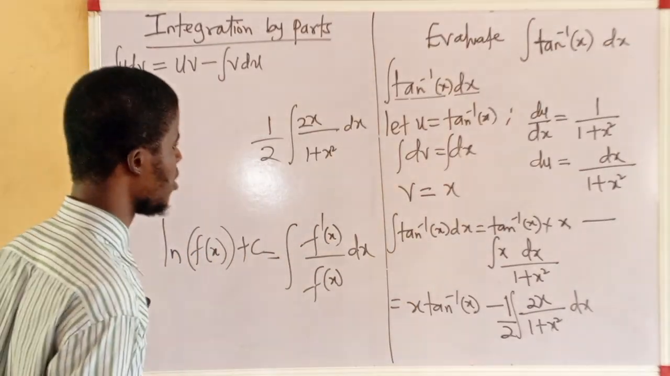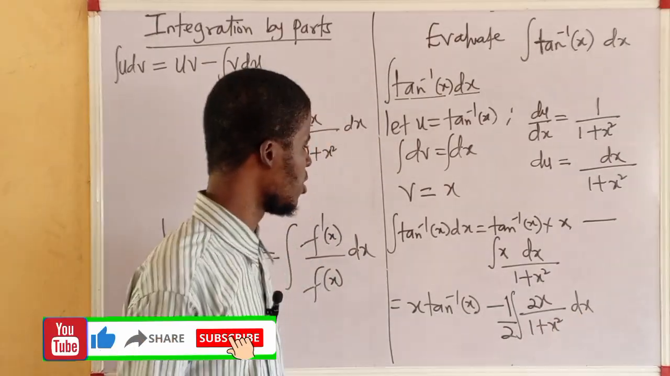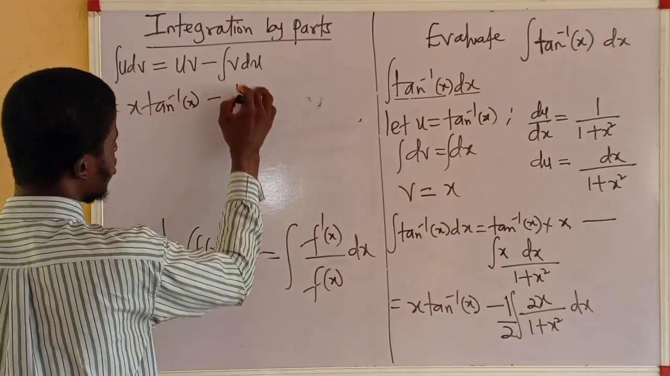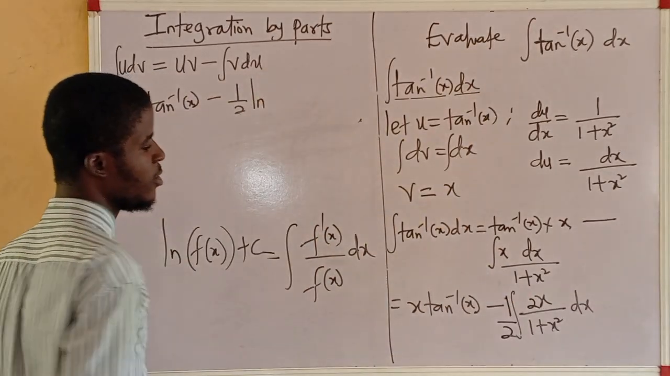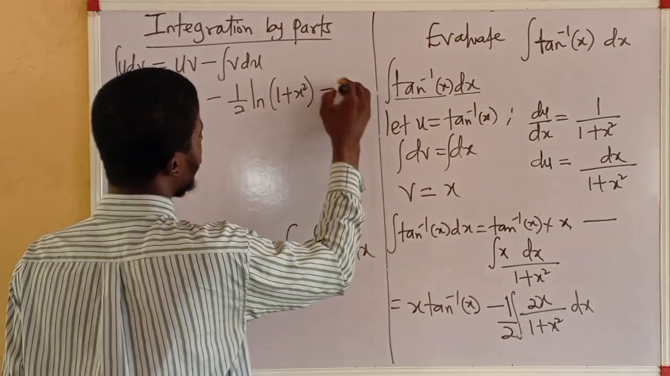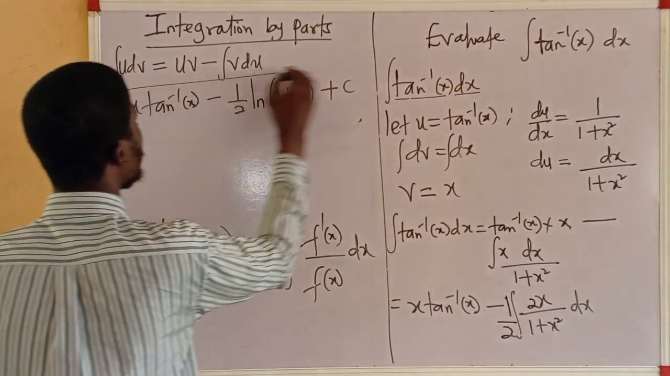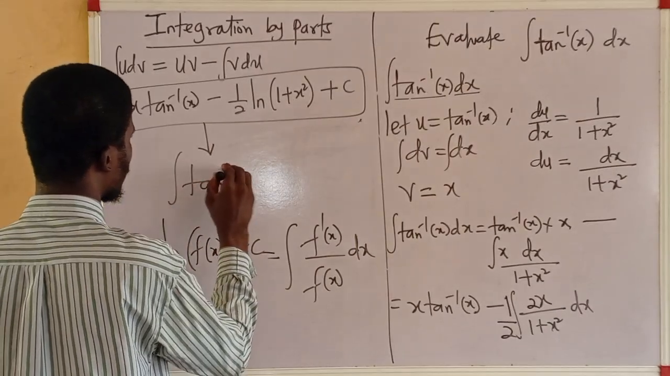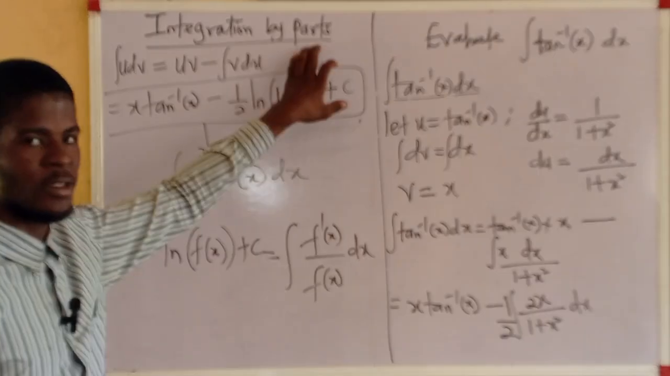Now, if I take the integral of 2x over 1 plus x squared dx, it will be equal to this: x tan inverse of x minus 1 over 2 times the natural logarithm, ln, of 1 plus x squared, plus c, since the integral is an indefinite integral. So this gives the integral of the tan inverse of x using the technique of integration by parts.